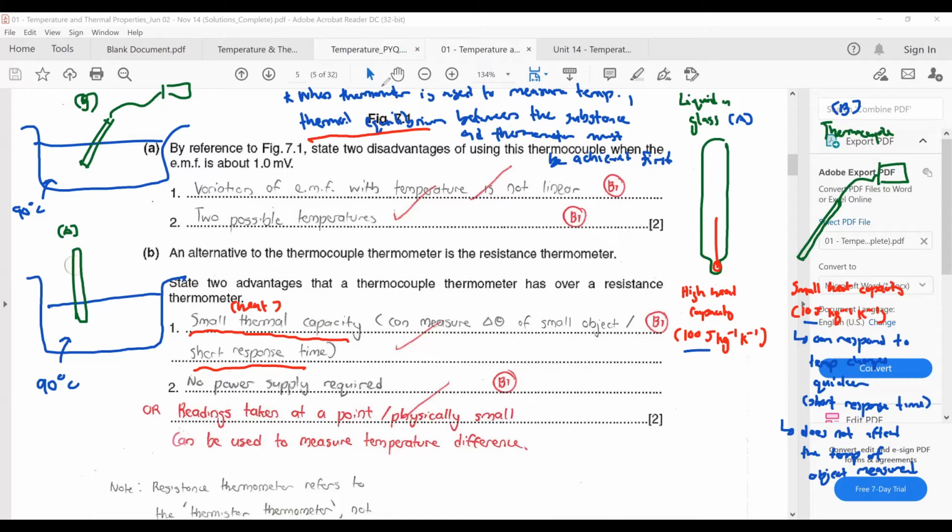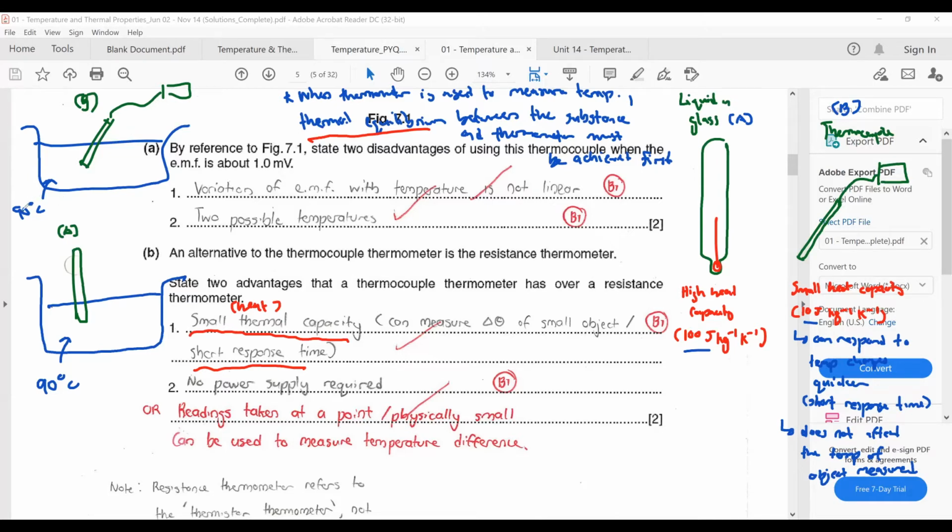As I mentioned to you, thermal equilibrium is when both objects have the same temperature and there's no longer any heat transfer between them. If you try to measure something using a thermometer and they do not reach thermal equilibrium, your temperature will actually keep on changing. That is not what you want.